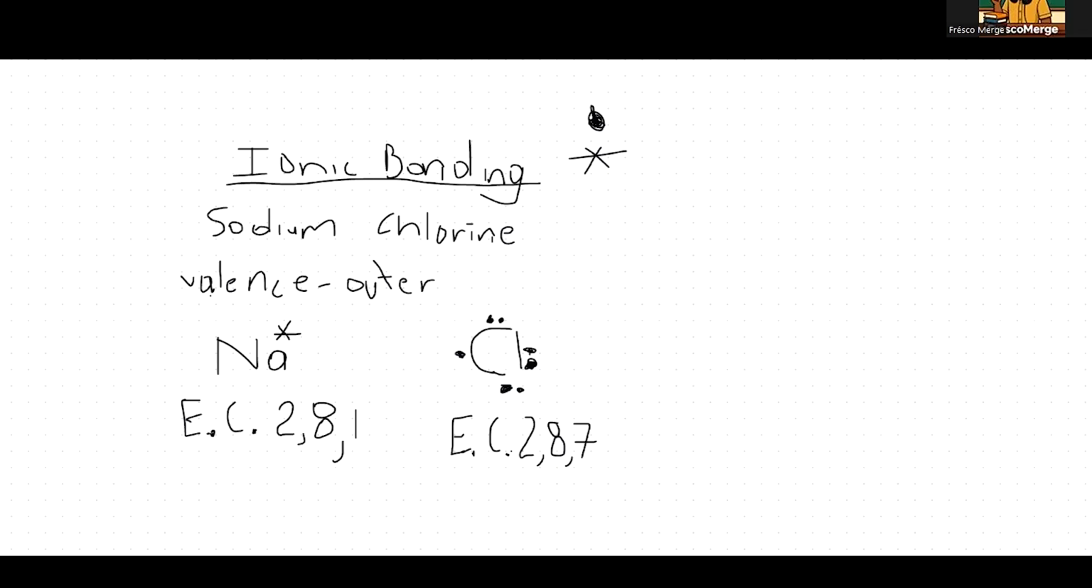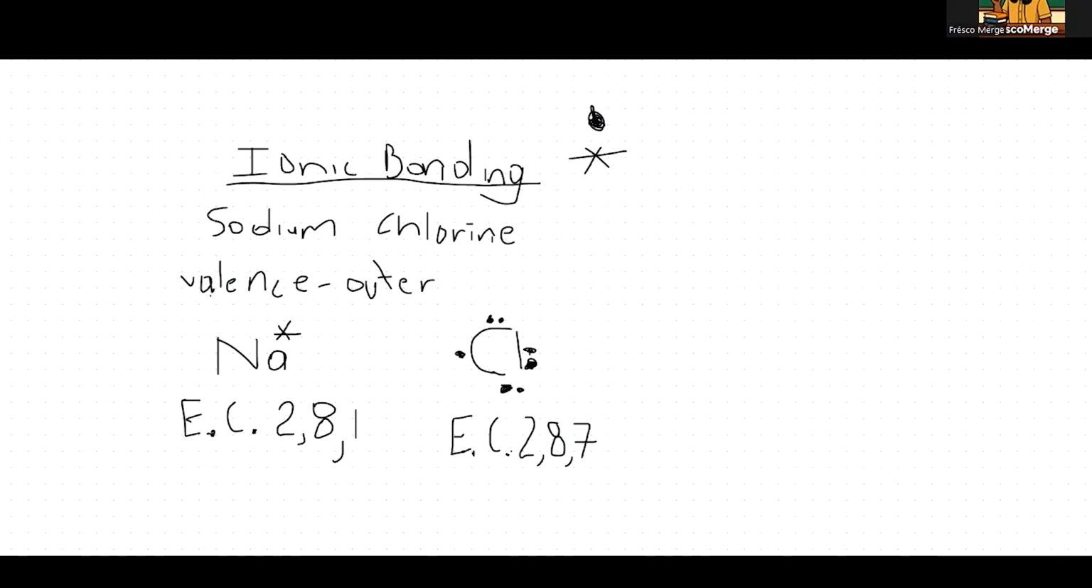The reason why sodium needs to give away the 1 is because it wants to have a full outer shell. So look at it. When it gives away the 1, how many is it going to have remaining on the second shell? That's the 2, 8 and 1. Yes, right. So the second shell holds a maximum of 8.